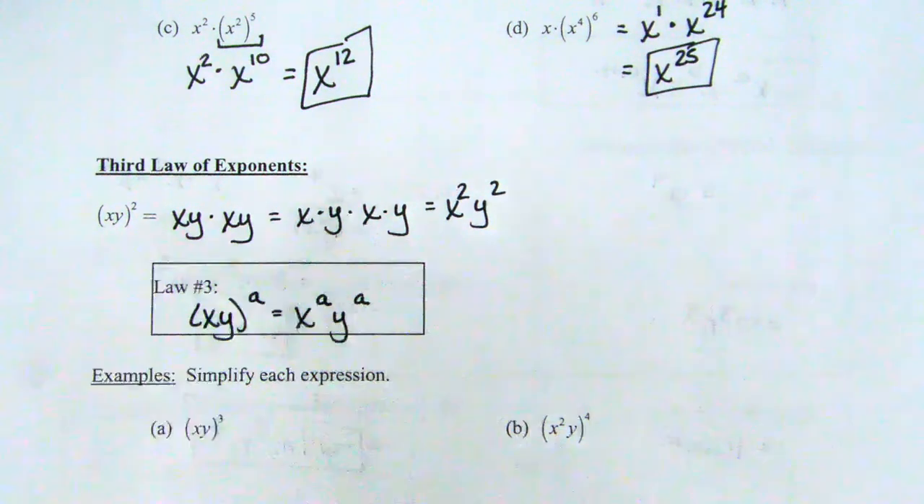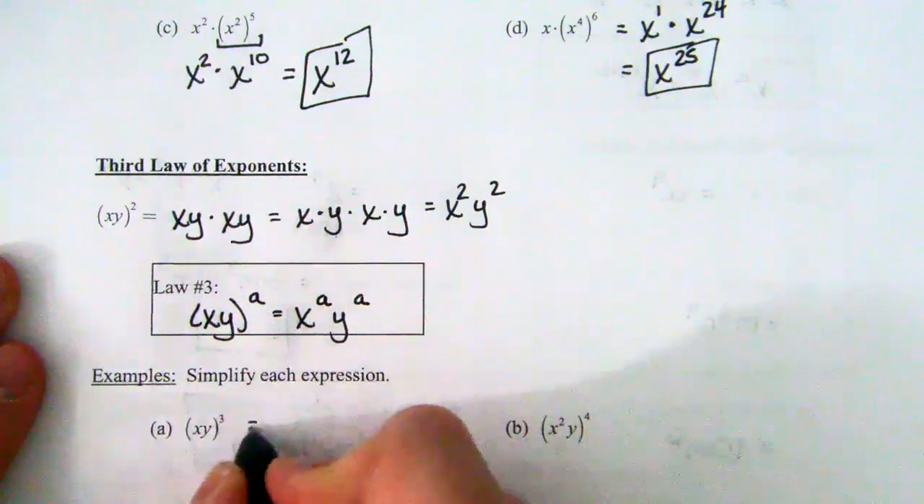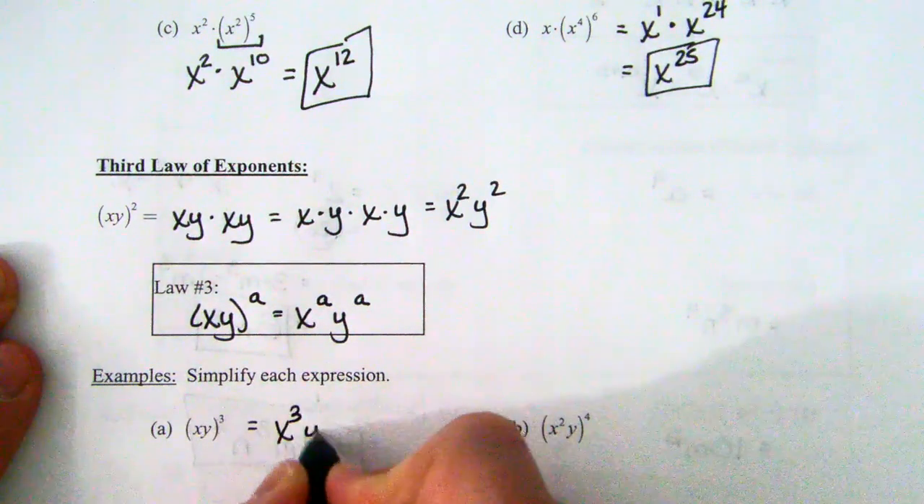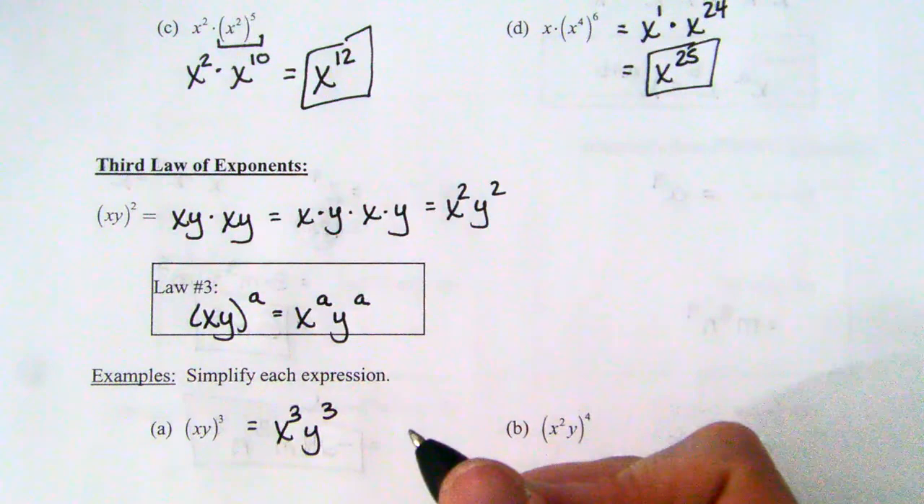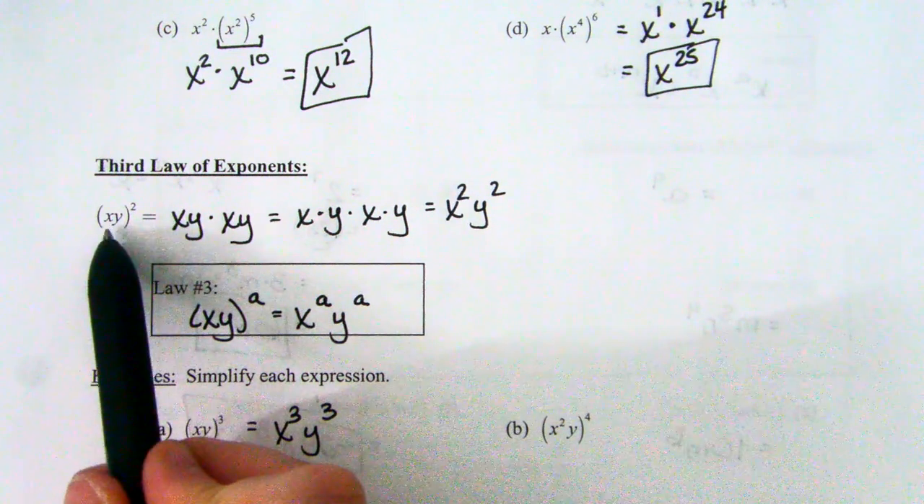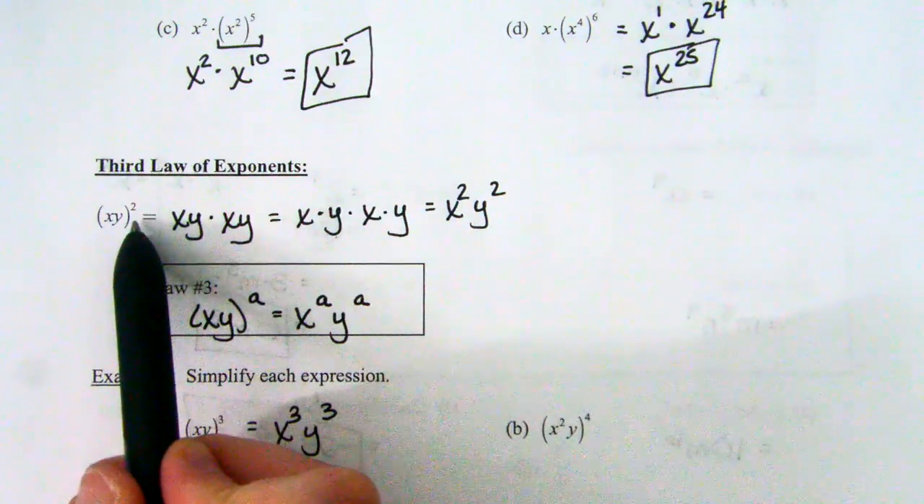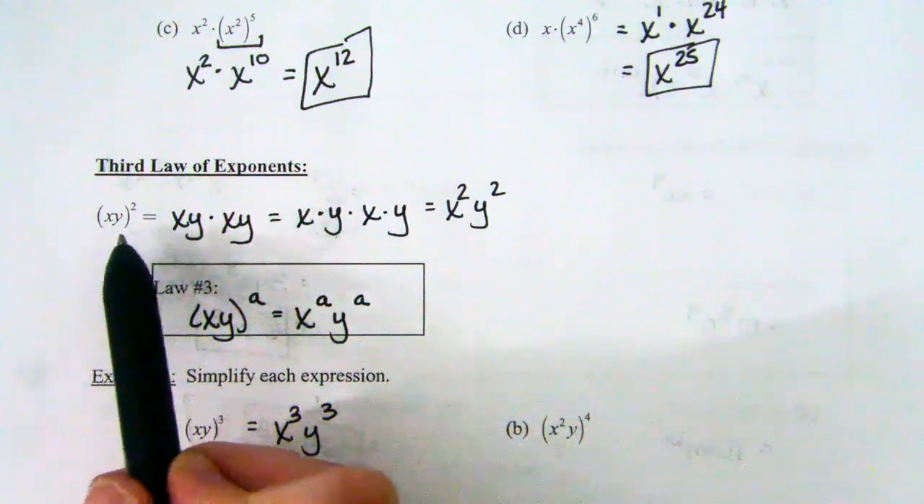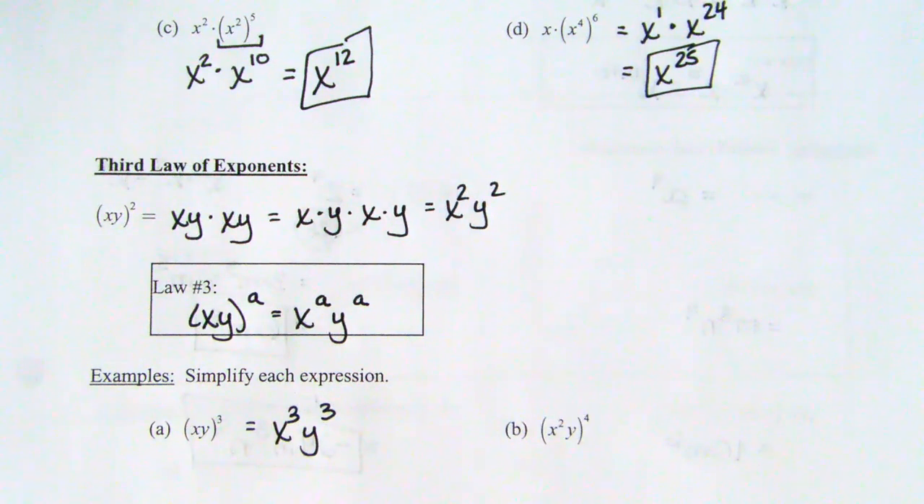Get that one copied down. And when you're done with that, go do letter A as well. I think this is just going to give us x to the 3rd, y to the 3rd. What I don't want you to get confused by is how this relates to foiling. This is not foiling. I would do that if I had an x plus y squared, but just x times y squared, no, we just distribute our power.